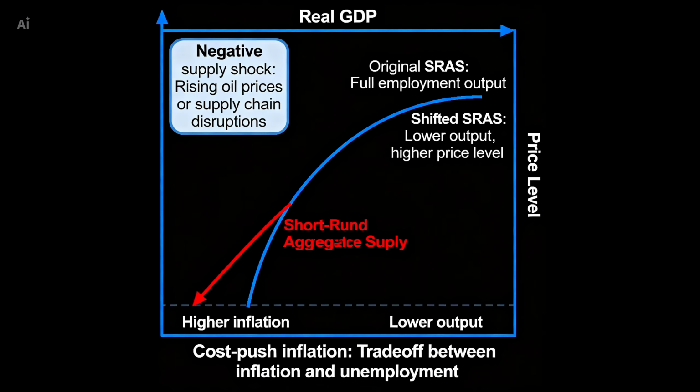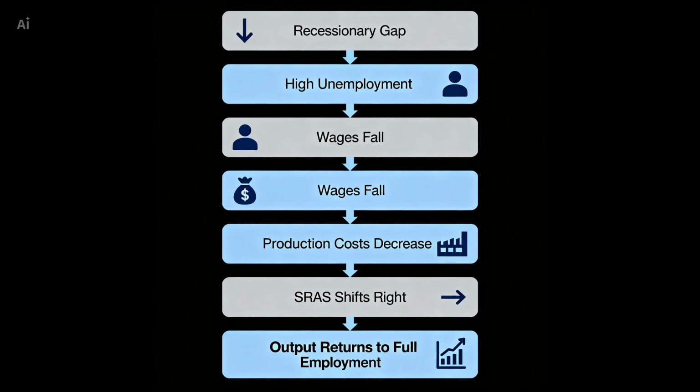The short-run aggregate supply curve shifts when production costs change. A negative supply shock, such as rising oil prices or supply chain disruptions, shifts the SRAS left, causing higher inflation and lower output. This is called cost-push inflation and creates a trade-off between inflation and unemployment.